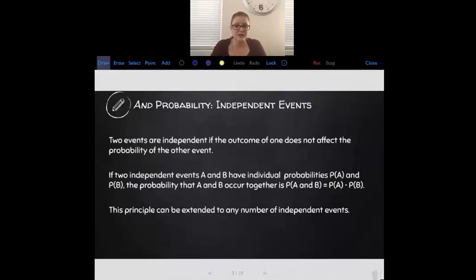So if two independent events A and B have individual probabilities, let's say P of A and P of B, then the probability that both will occur, you multiply the two. So probability of A and B is equal to the probability of the first event times the probability of the second event. And so this can be extended to different independent events.